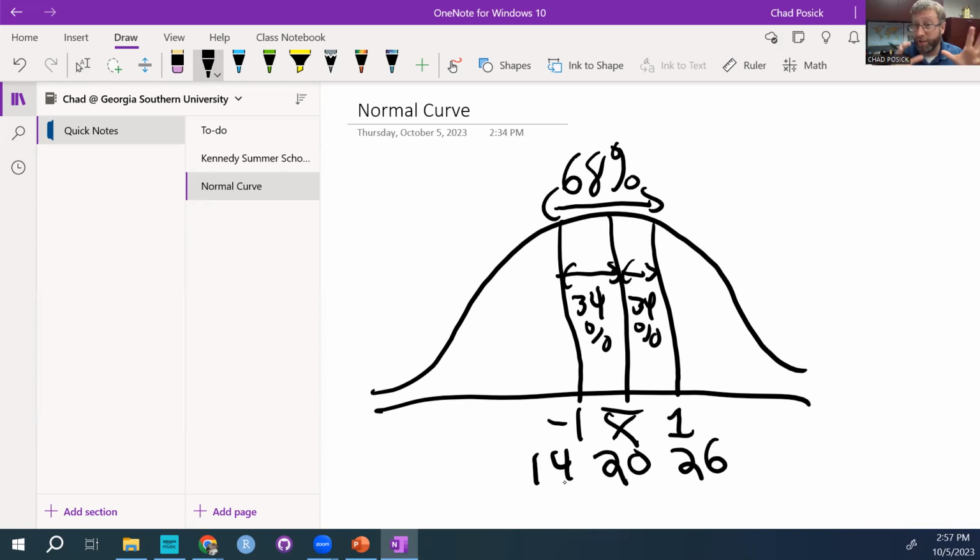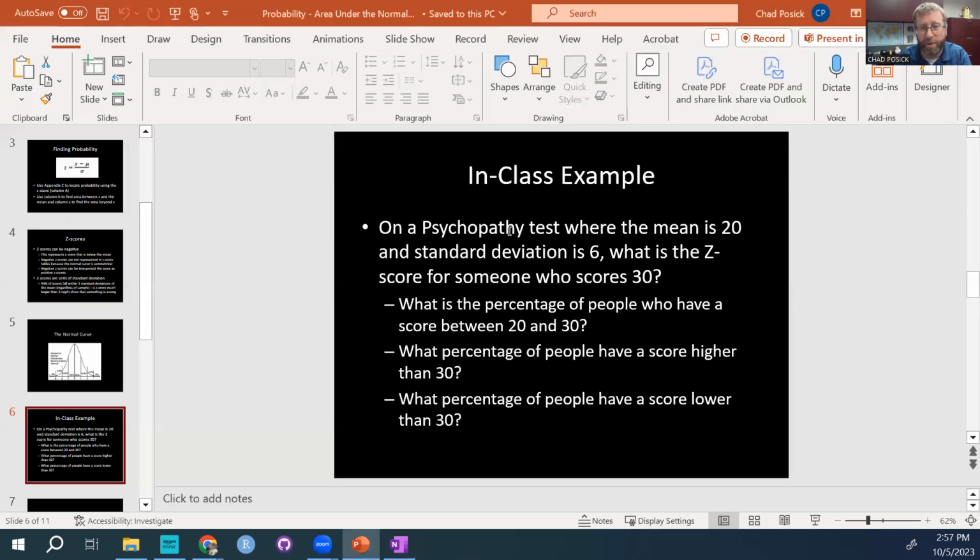Now let's go back to our case. This individual has higher than a 26, right? So they're falling above one standard deviation above the mean. So they might be right in here. 1.67. So now I can ask myself a whole lot of different questions. And if we go back to the PowerPoint, I ask some of them on here.